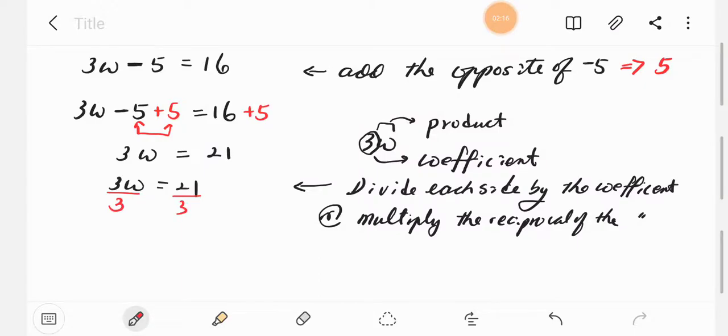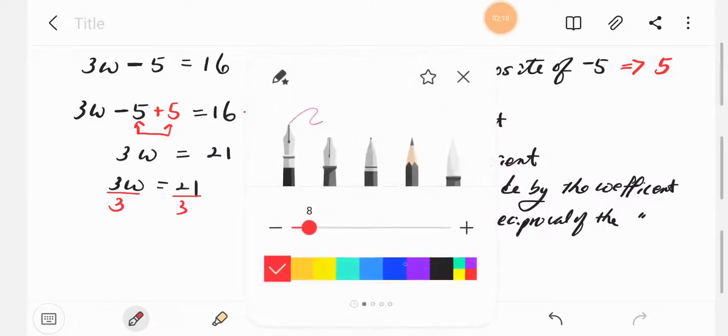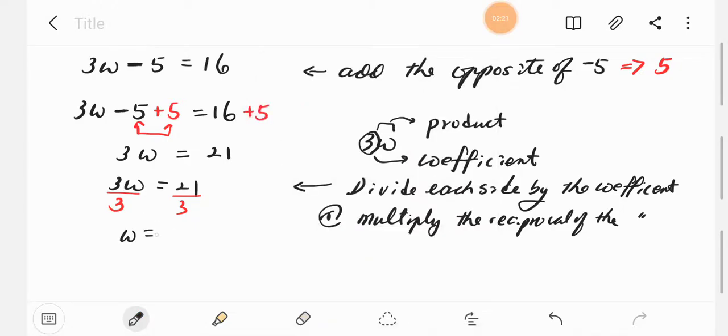So here you can divide each side by the coefficient so that 3 over 3 becomes 1, right? So it will be w is equal to 7.